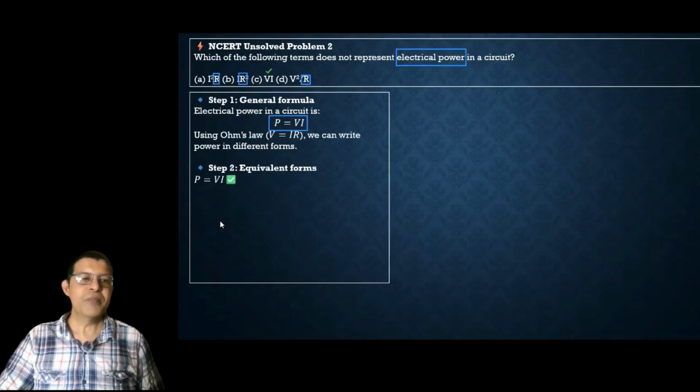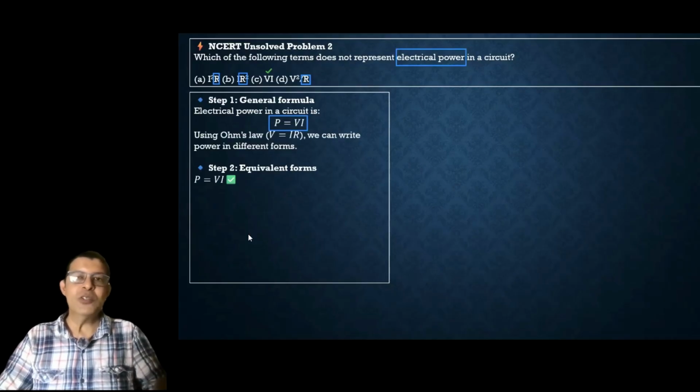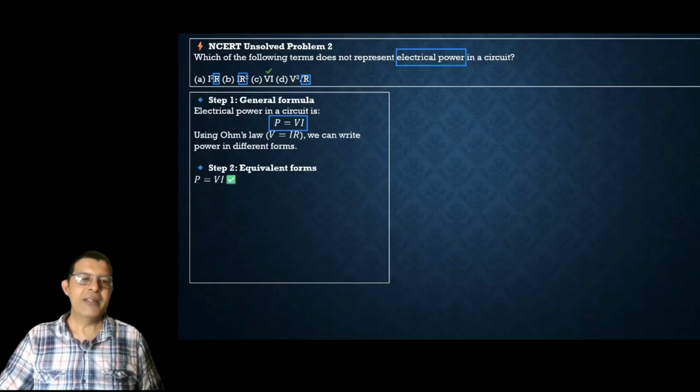So now what do we do? We use Ohm's law to replace V first. Let us replace V with IR. So you'll get I square R. That means I square R is also the right answer. Next, we substitute now. I'll rub this part here.